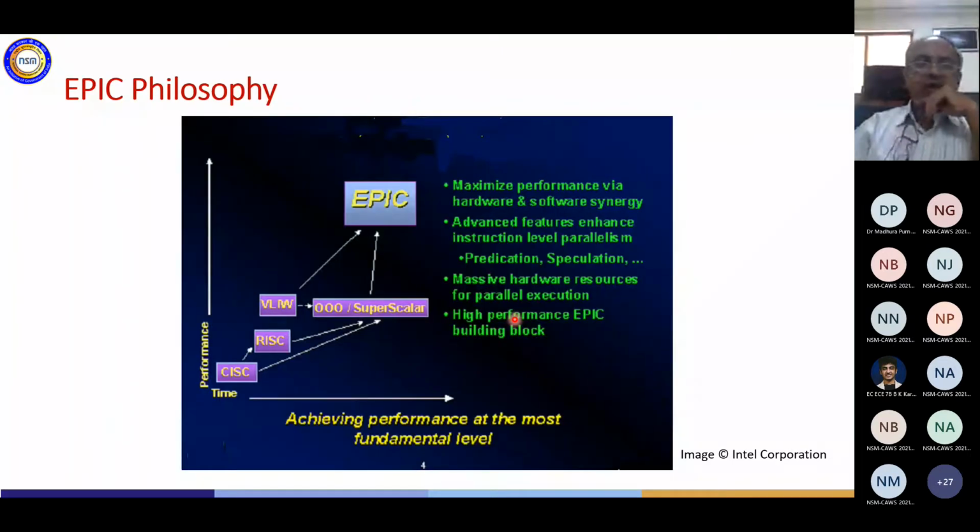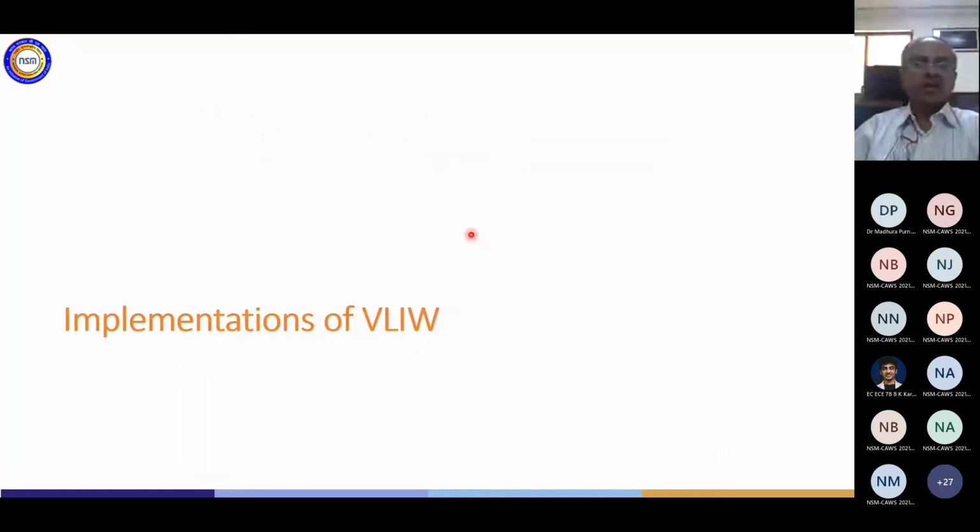And what they say is that RISC evolved from CISC. Then in the morning you saw out of order execution and superscalar. You combine it with VLIW, you get EPIC. That's what Intel and HP say, that is why people should go for Itanium. Unfortunately, they did not go. That's a harsh reality.